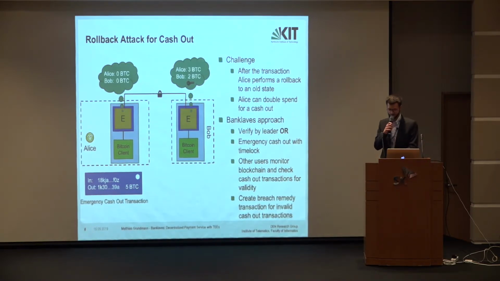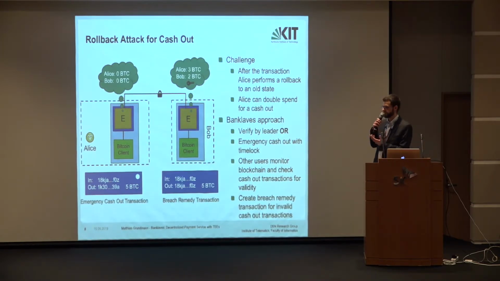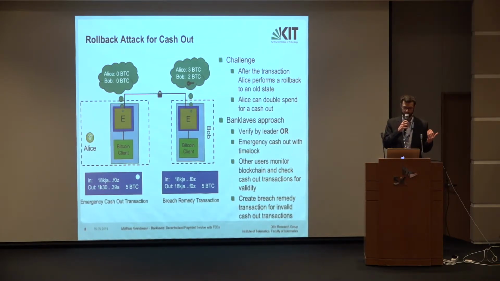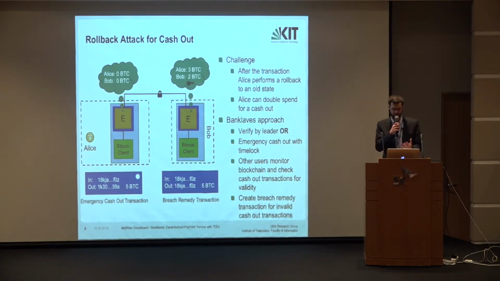If they are not, so for example, in this case, if Alice cashed out 5 bitcoins, although she only owns 3 bitcoins, Bob's enclave can create a breach remedy transaction, which becomes immediately valid, and this transaction moves the coins back to the enclave, to an address that is owned by the enclave. And because this transaction becomes immediately valid, it renders Alice's transaction invalid.